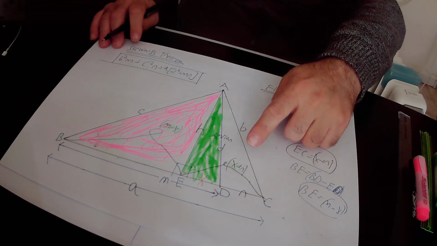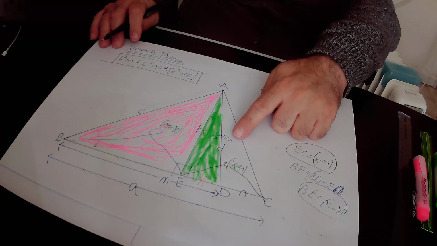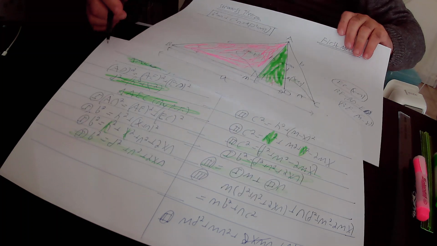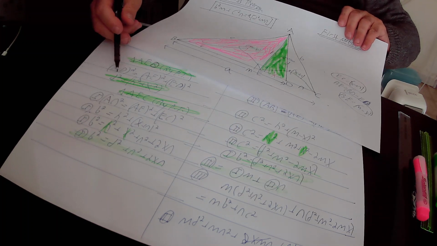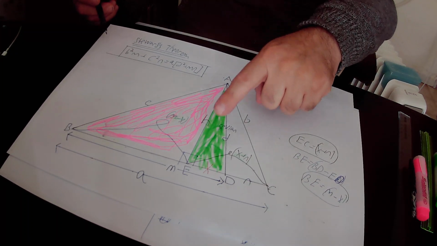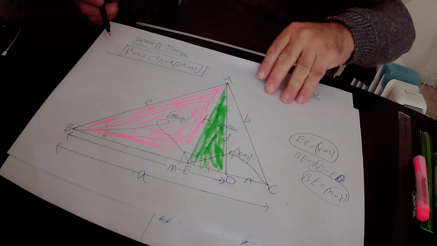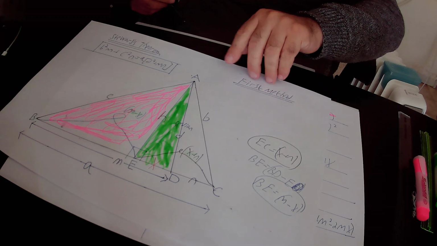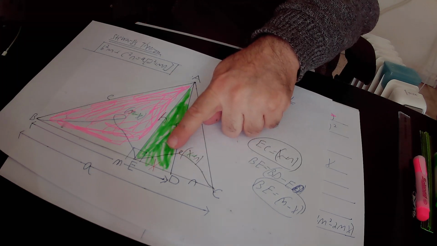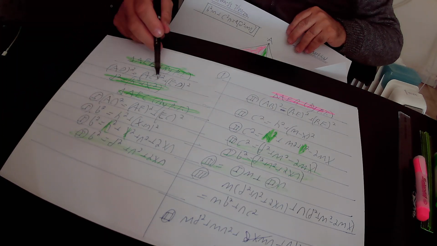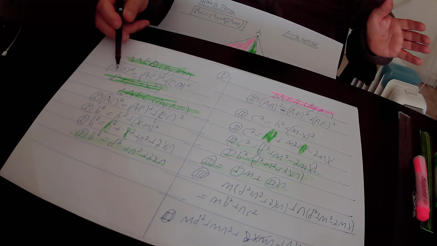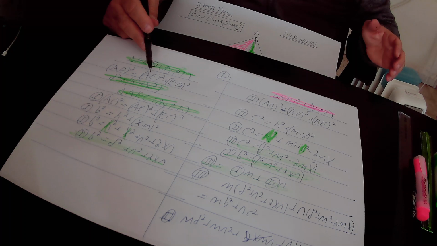AD equals D, therefore AD square is D square. AE equals H, therefore AE square is H square. And finally ED equals X, therefore ED square is X square. So in conclusion, we found out that in the right triangle AED, D square equals H square plus X square.